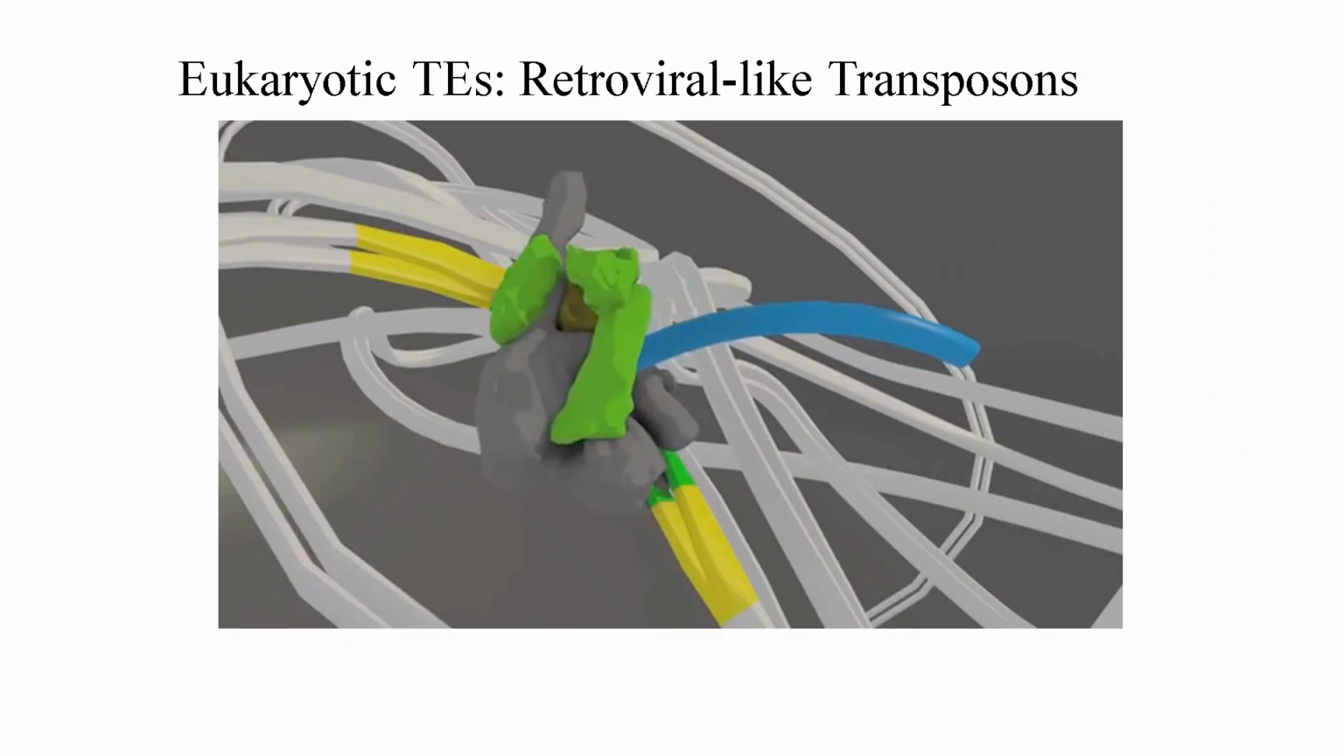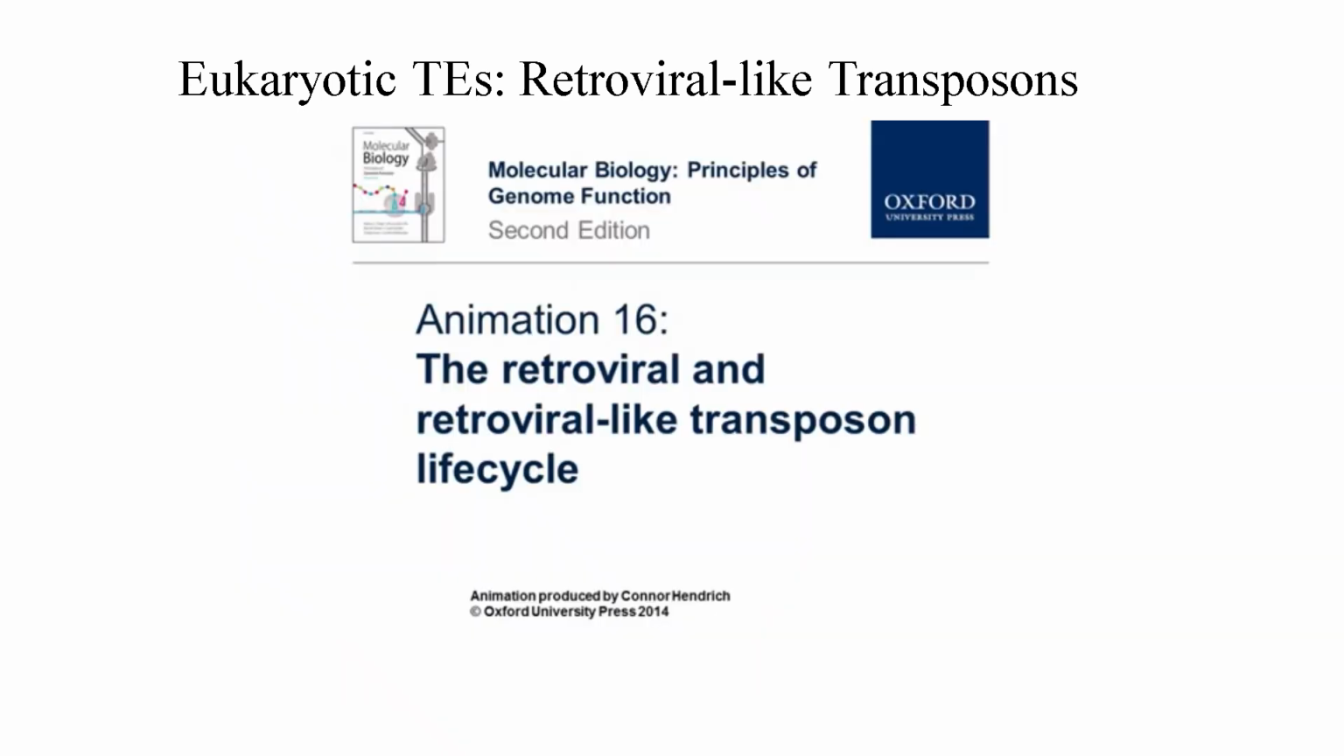Some eukaryotic transposons are nearly identical to retroviruses and may have given rise to, or evolved from, viral ancestors. These retroviral-like transposons often contain LTRs, GAG, and Pol genes, and may even include vestigial versions of ENV. Their evolutionary implications continue to be explored in genomics research.